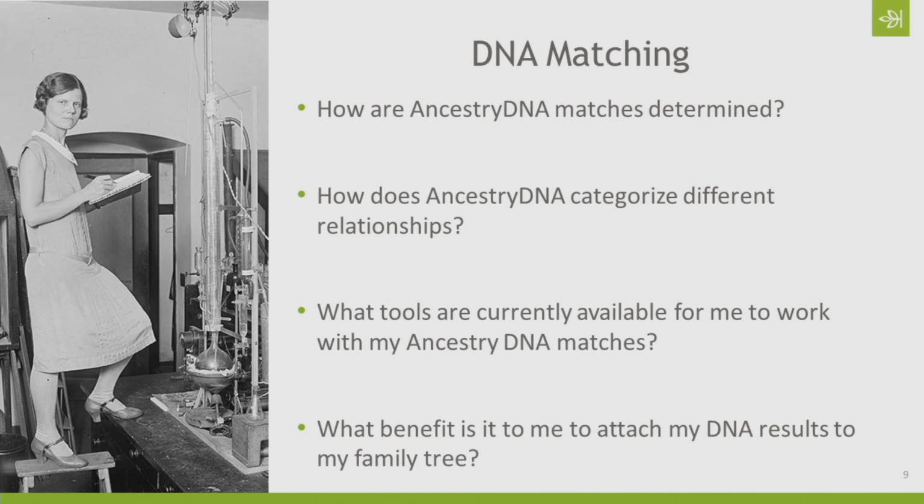Okay, in the next section of our video today, we are going to talk about DNA matching. We talked about the ethnicity estimate a little bit. The other part of your DNA result is the match list, where we compare your DNA with everybody else in our database. We're going to talk a little bit about how those DNA matches are determined. Another question we get a lot is how AncestryDNA categorizes different relationships, so we'll cover that. We'll also look at the tools currently available with AncestryDNA to work with your DNA matches to prove or disprove genealogically significant information. And then in closing, we'll talk about the benefit of having a family tree, or of including what you know about your family tree.